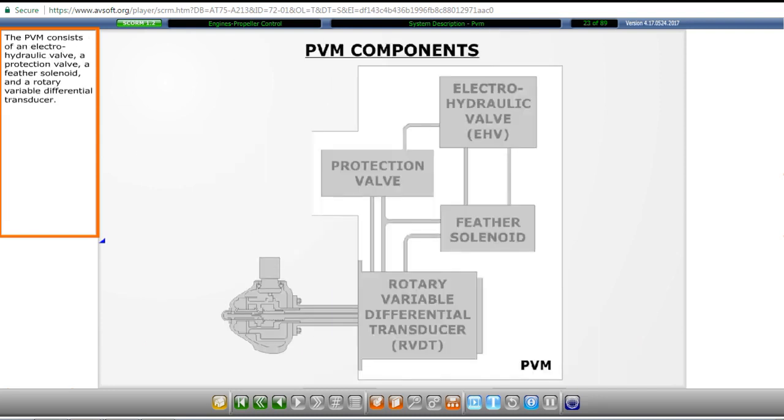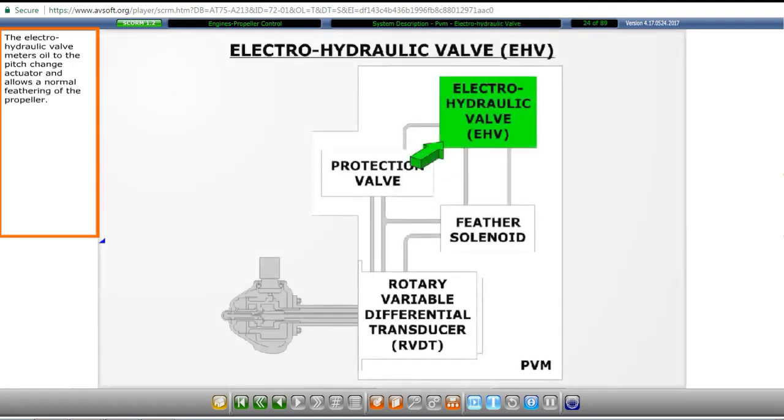The PVM consists of an electrohydraulic valve, a protection valve, a feather solenoid, and a rotary variable differential transducer. The electrohydraulic valve meters oil to the pitch change actuator and allows a normal feathering of the propeller.